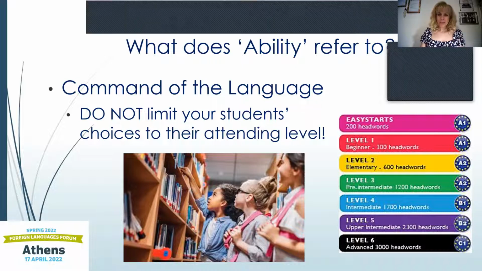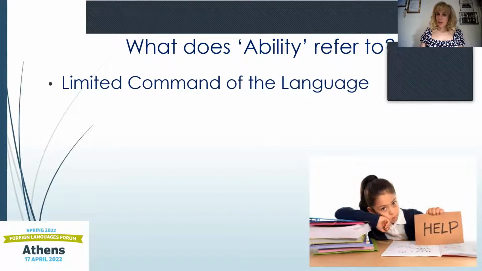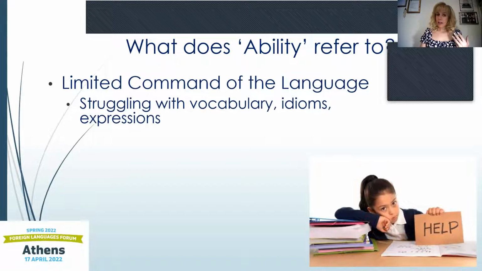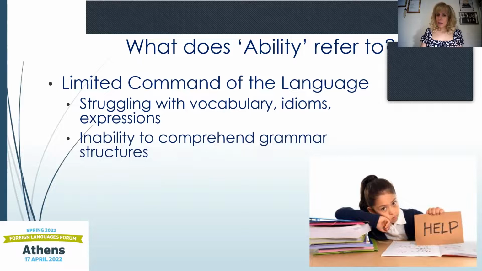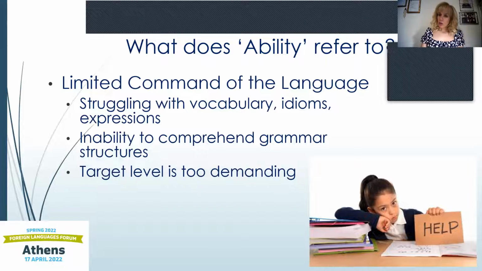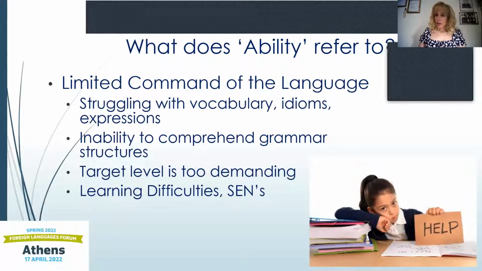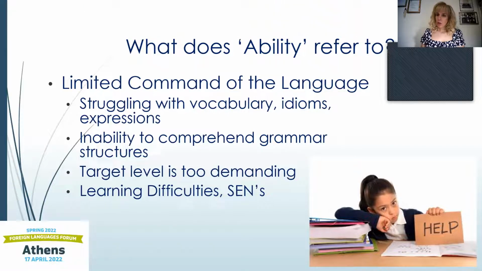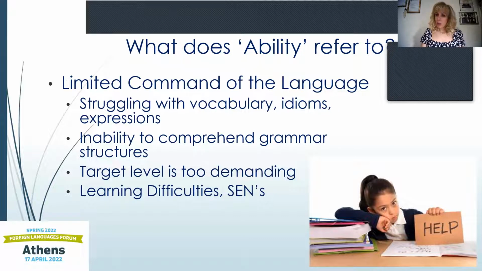Now, having said this, when we're talking about ability, there are students who have a limited command of the language. Okay, based on my example, they are struggling with vocabulary, idioms, expressions, and of course, there's the inability to comprehend grammar structures. And it's what I just mentioned, that the target level is too demanding. Now, we should not leave out students with learning difficulties and kids with special educational needs. The way that a student reads a book depends on the way his mind is processing ideas and thoughts. Okay, so we have to be very inclusive in our classroom and respect the way that each student perceives the material that we have given him.